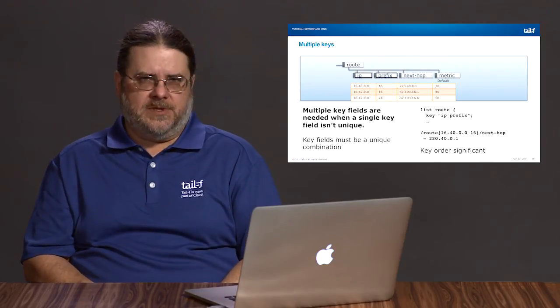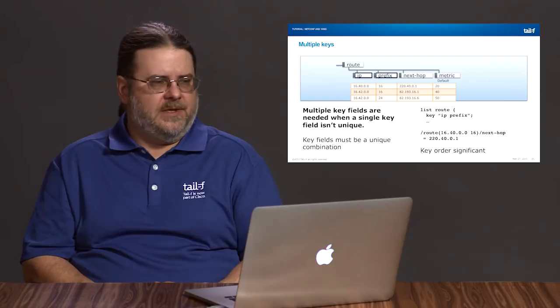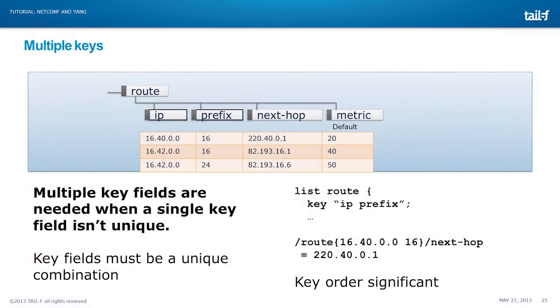Here, we see some examples of multiple keys in a table. Here we have a simple route table, which is keyed by an IP address and a prefix value. So the combination of IP and prefix is what must be unique across our table. So here we see in our list declaration, the key statement having both IP and prefix present, and then also an example of a key path where in the curly braces we have the values of the IP address and the prefix separated by a space within the curly brackets.